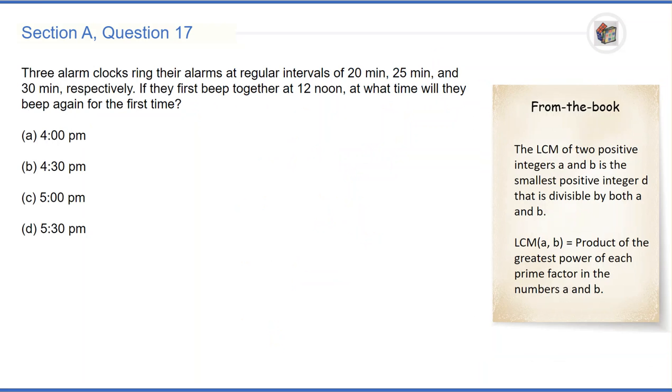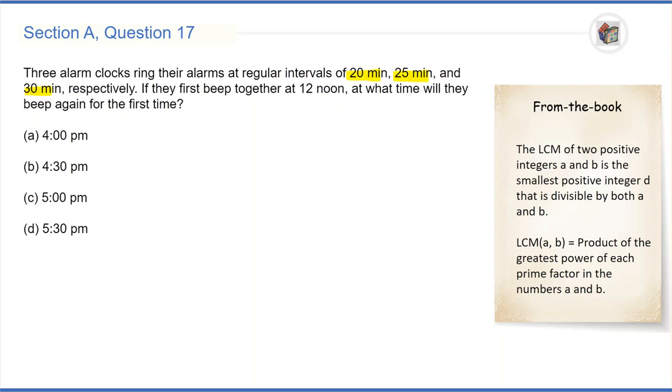Question 17. 3 alarm clocks ring their alarms at regular intervals, 20 minutes, 25 minutes and 30 minutes respectively. The first alarm, that means, will go off after every 20 minutes. The second alarm will go off after every 25, and the third after every 30 minutes. They first beep together at 12 noon. At what time will they beep again together for the first time?